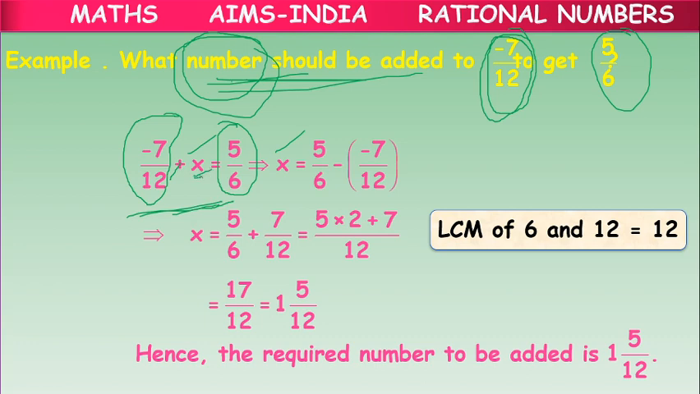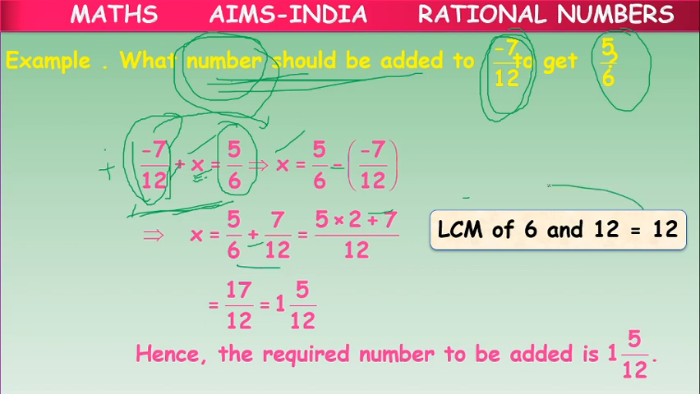We will keep x on the left hand side as it is. We will take minus 7 by 12 to the right hand side. So if outside we have a plus symbol, when it goes to that side, it will become a minus symbol. Minus of minus 7 by 12. We already know minus into minus equals plus. So 5 by 6 plus 7 by 12.